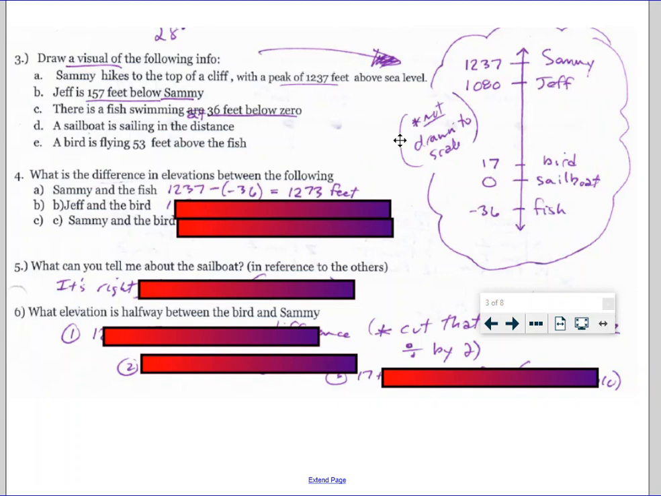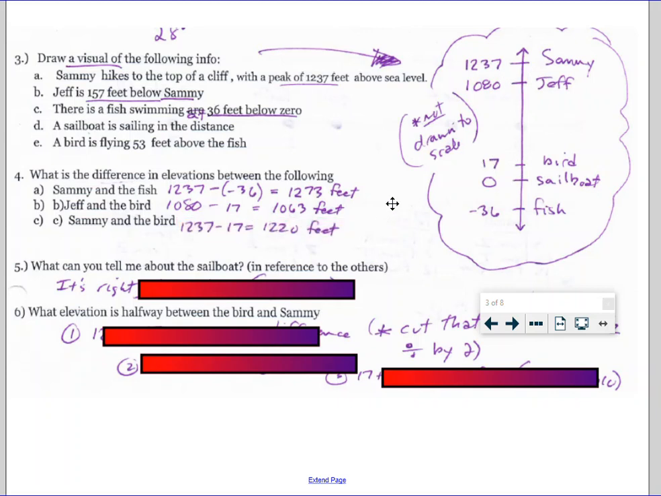Part B, Jeff and the bird. Well, Jeff is way up here. The bird is above sea level, so you could subtract those, and you end up with 1,063 feet. That's how far apart they were. Sammy and the bird. Well, Sammy is way up here. The bird is 17 feet above sea level, so this is another subtraction one. They are just 1,220 feet away from each other.